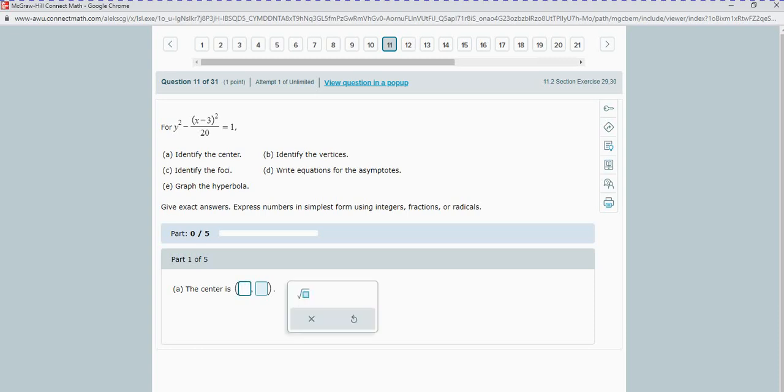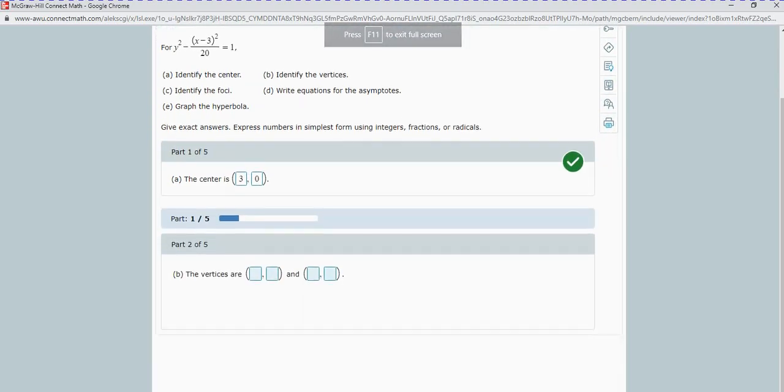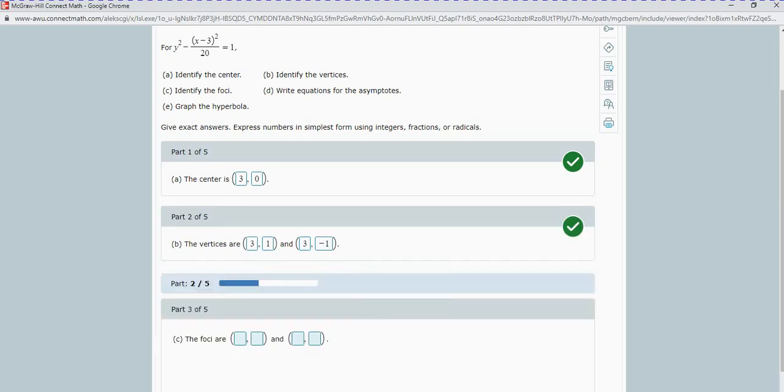So let's start with the center. So our center was pretty simple. So it was 3, 0. Let's confirm that. Okay, that looks good. Okay, now our vertices, we had, again, pretty easy points. So 3, 1, and then 3, negative 1. Let's check those. Okay, those are good as well.